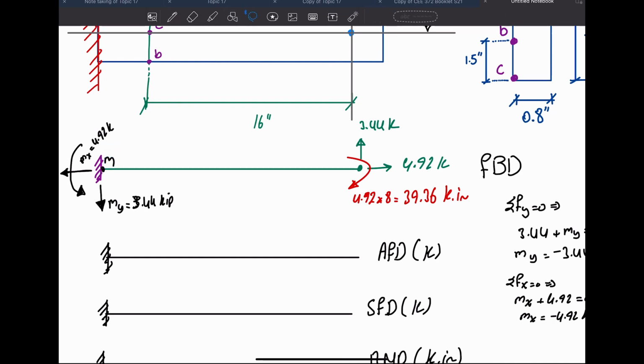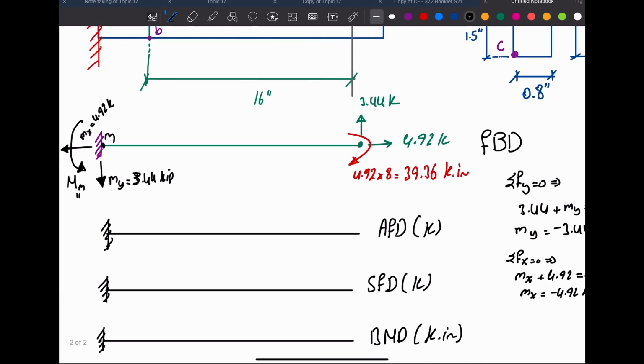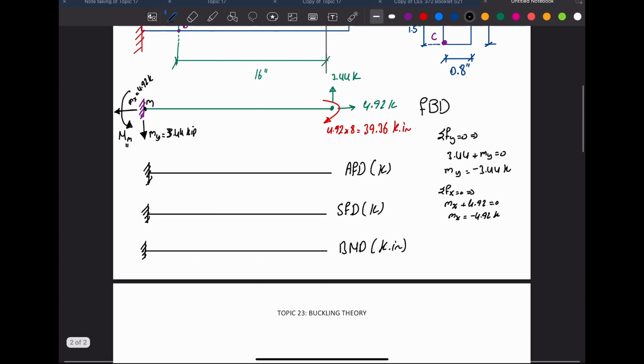Now I want to find the moment at M. I'll take the summation of moments about M equal to 0, and I'll assume anything that goes clockwise is positive. So I do have this 39.36, which is clockwise. Of course, I'm not going to multiply by a distance because it's already a moment. And then minus 3.44 times a distance.